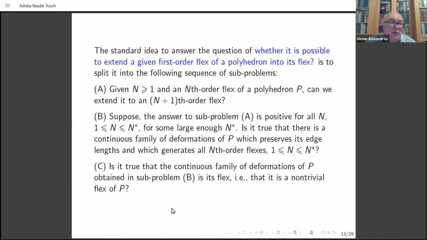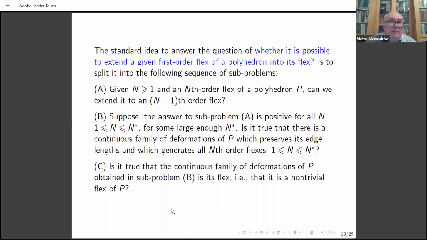A, B, C, I call these sub-problems. The first problem, A, reads as follows: given n that is greater or equal than 1 and an nth order flex of a polyhedron P, can we extend it to the next order flex, the flex of order n plus 1? Sometimes it's possible, sometimes it's not possible. Many people studied this problem.